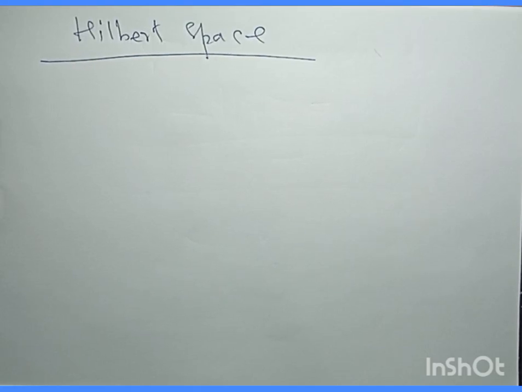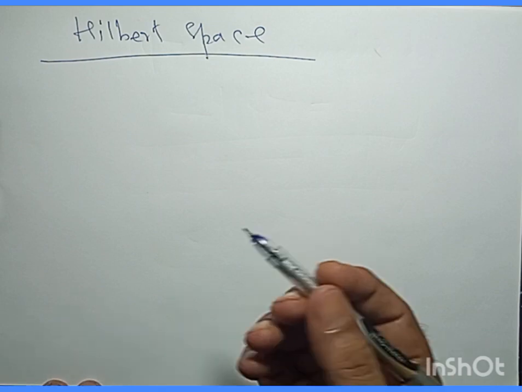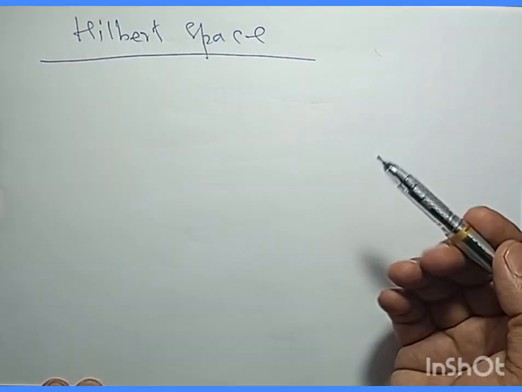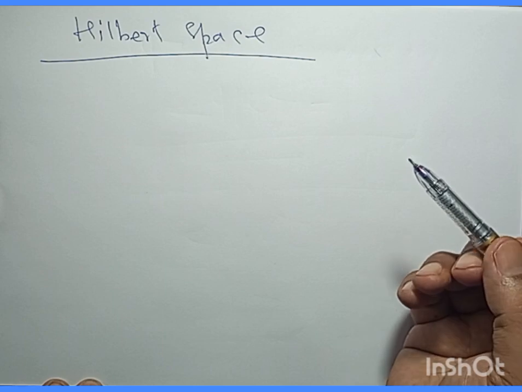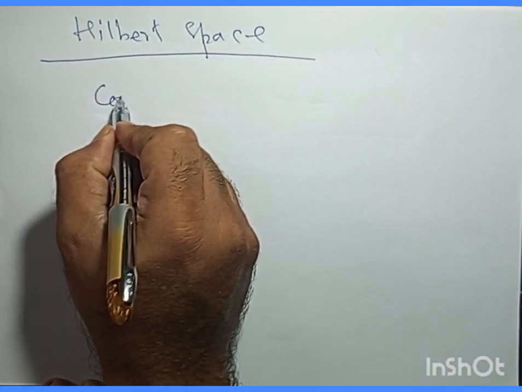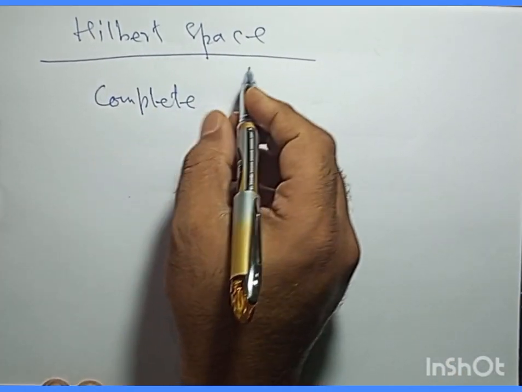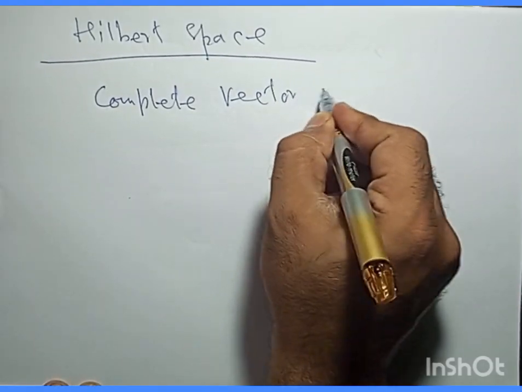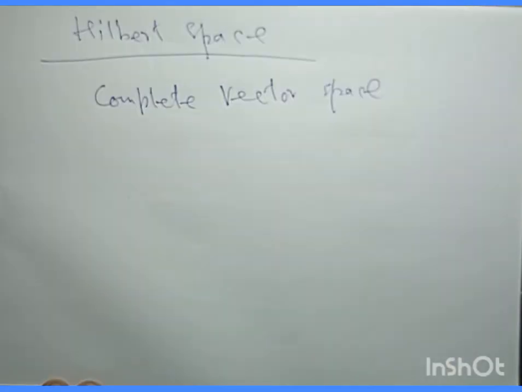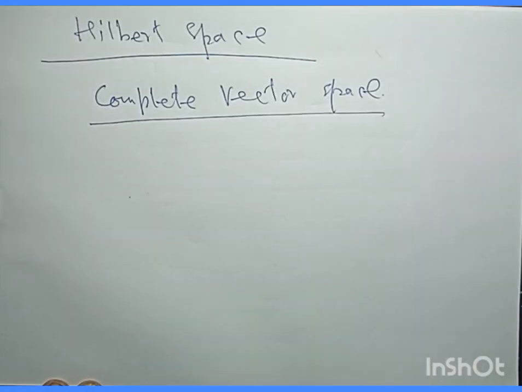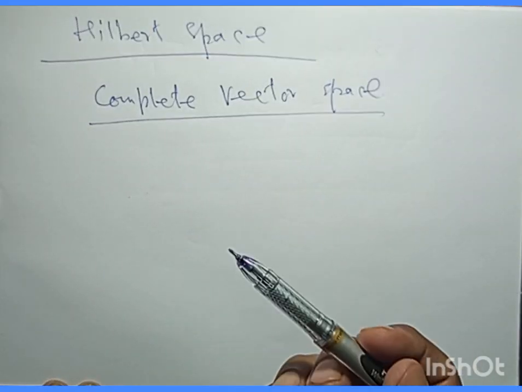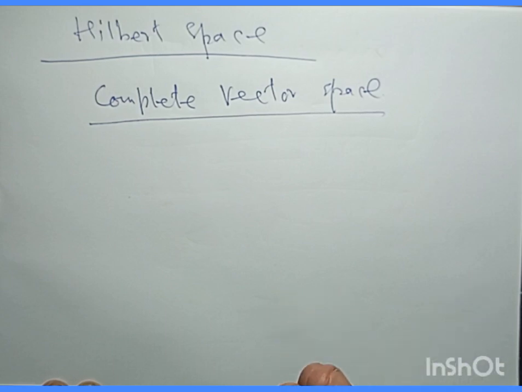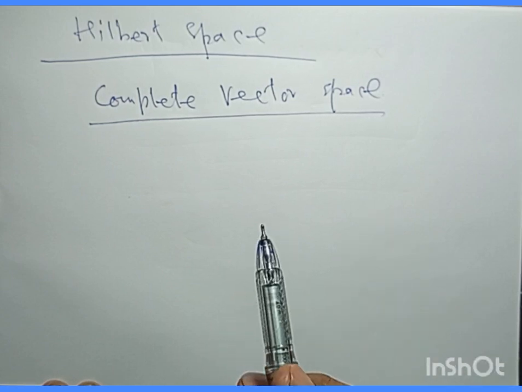Now, let me give an overview of the Hilbert space. Before this video, I talked about the inner product of the Hilbert space. So, what is Hilbert space? We can say that a Hilbert space is a complete vector space, or to generalize, a complete vector space that is equipped with an inner product.